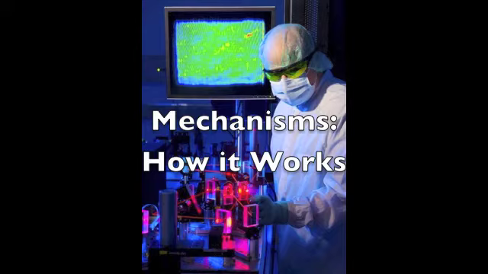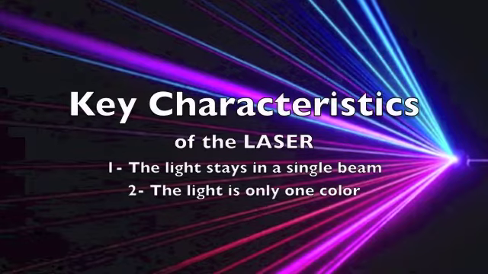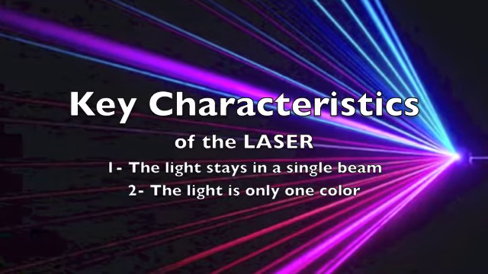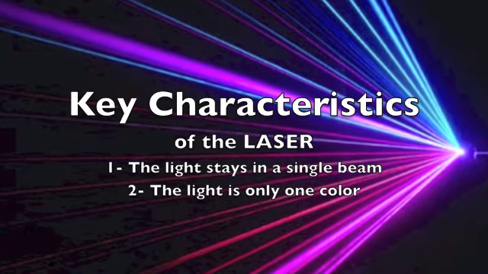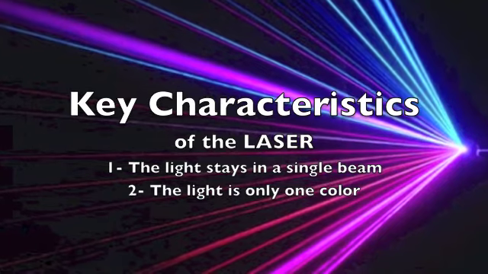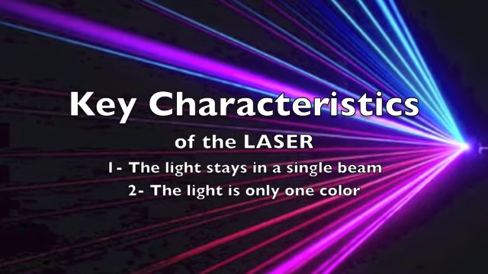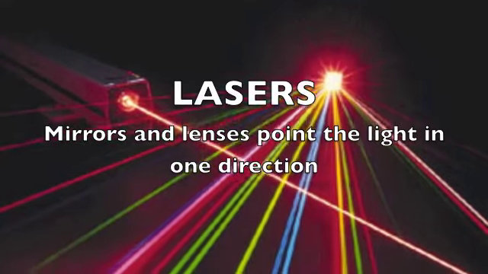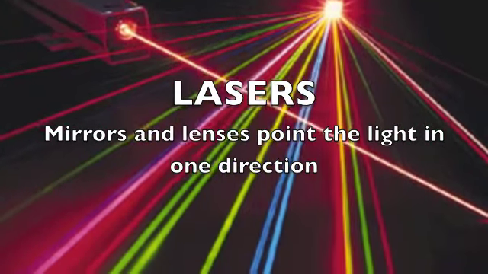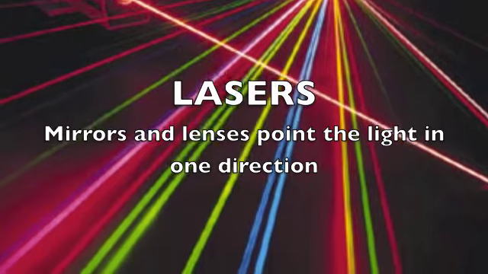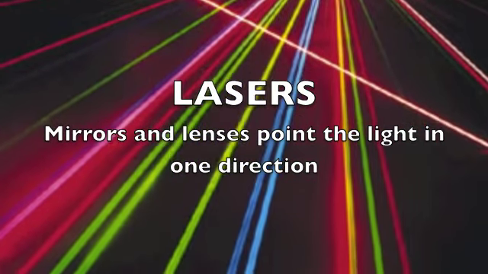Mechanisms. How lasers work. There are two key characteristics about the laser. The light stays in a single beam rather than spreading out, and the light is only one color, as opposed to white light, which is a combination of colors. The reason the laser light can stay in one straight line is that mirrors and lenses are used to point the light in one direction. The reason that the light is one color is a bit more complex, though.